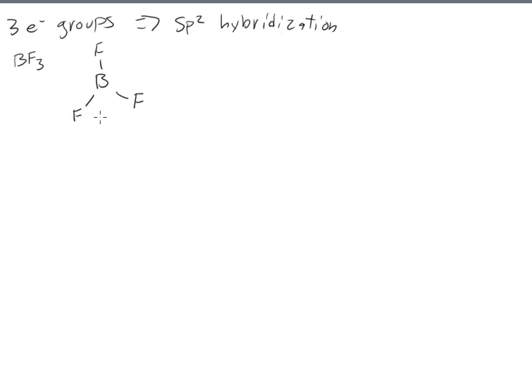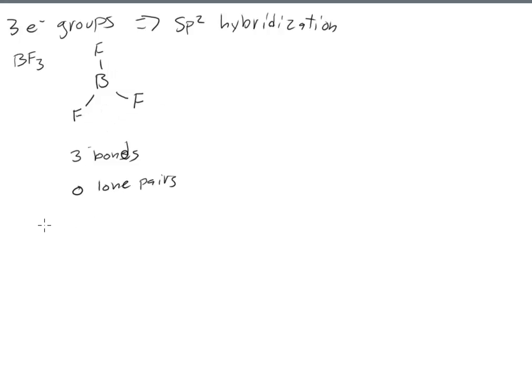Boron forms 3 bonds, one single bond with each of the fluorines. And we count here, let's see, 3 bonds, 0 lone pairs. And so this shape, as I've implied here, is really triangular, right? We sort of envision a triangle shape right there.